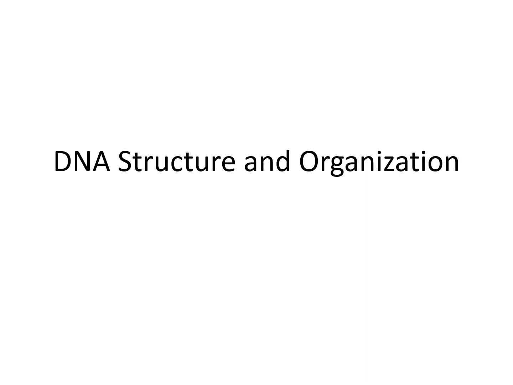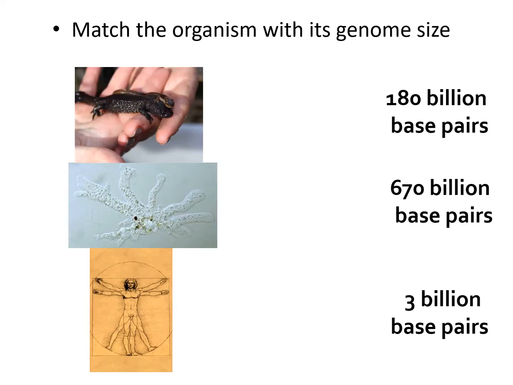DNA structure and organization. So if we were to look at these three organisms here and try to match their genome size, represented by how many of the individual monomers that are making up this double-stranded DNA, the base pairs. We have a salamander, we have an amoeba, and we have this Vitruvian guy at the bottom here. If you were to look at the size of their genome and take a look at the complexity of that particular organism, we'd come to some conclusions that would probably be incorrect.